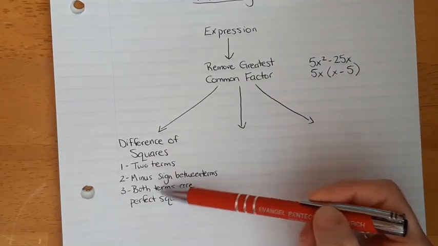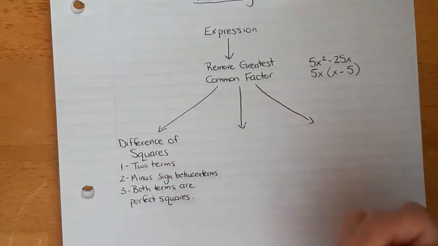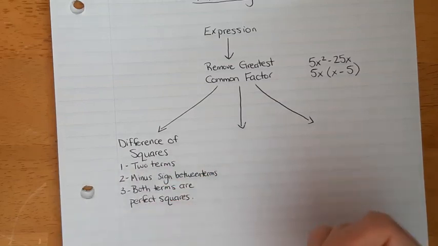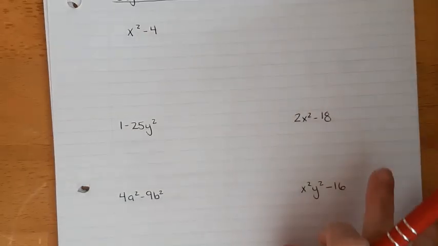You need to be able to identify them without having this flowchart. This flowchart is here to help you for the time being, but you need to commit these three criteria to memory. You need to know how to identify them. Okay, so let's go back and look at some examples.